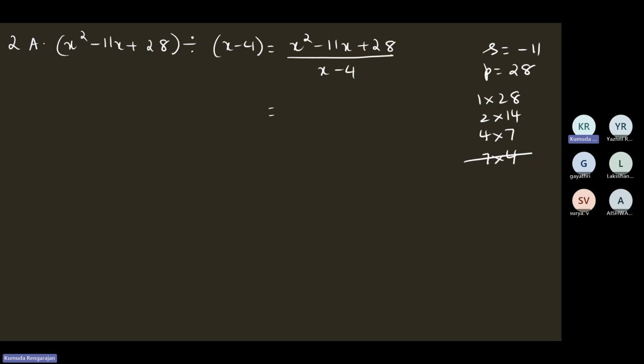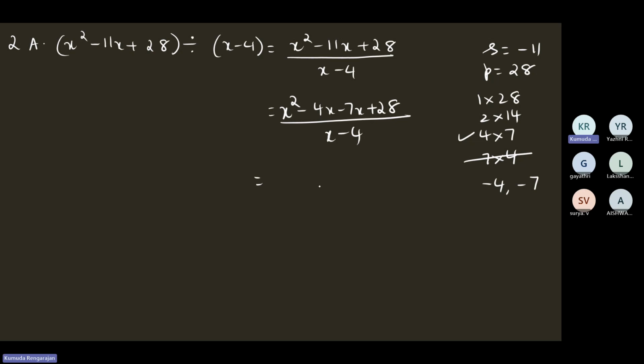Now of these pairs, this one will give sum 11. So fix the signs now. Minus 4, minus 7 is minus 11. Sum minus 11. And when you multiply, minus into minus is plus, 4 sevens are 28. So split the middle term using these numbers: x squared minus 4x minus 7x plus 28, divided by x minus 4.